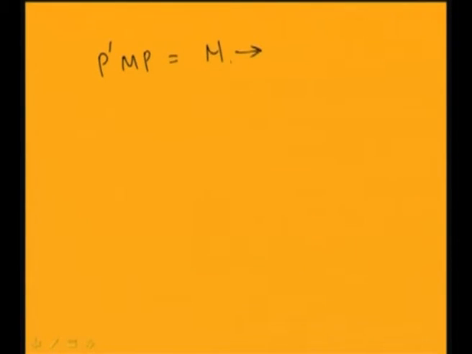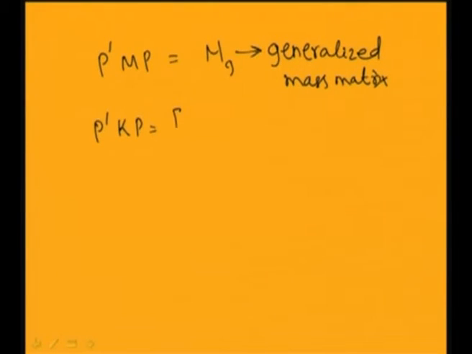So by using P dash M P I can get the generalized mass matrix. Similarly I can find P dash K P, which will be equal to K1 0 0 K2. So this is the generalized stiffness matrix of the system.